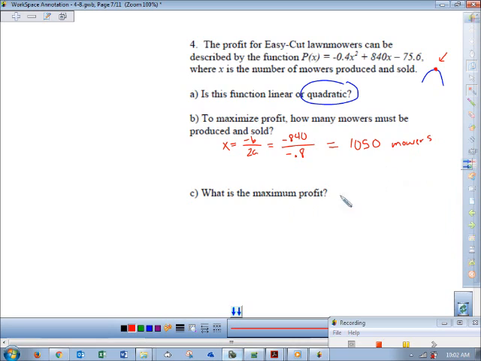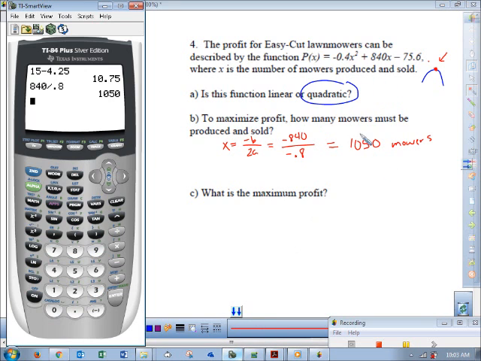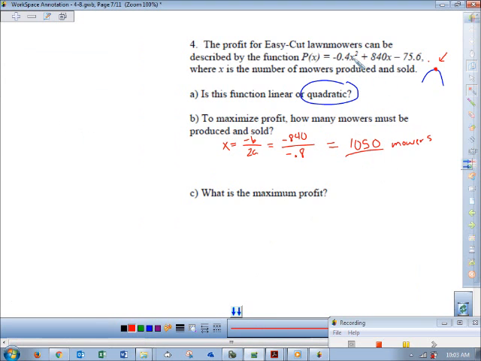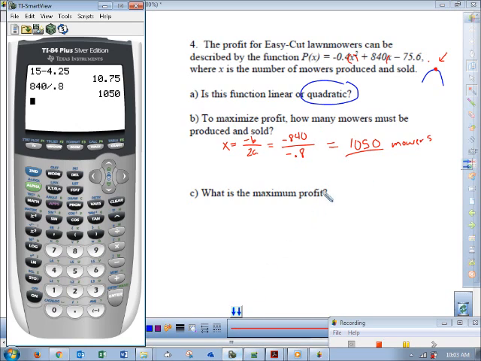What is the maximum profit? Well, you've got to find the Y value of the vertex, right? So this was 1,050 mowers, and now all I have to do is substitute 1,050 in for X into this situation. Remember, you're putting that into parentheses. So I will let you calculate that real quick if you pause the video, because it takes me so long to punch this in.